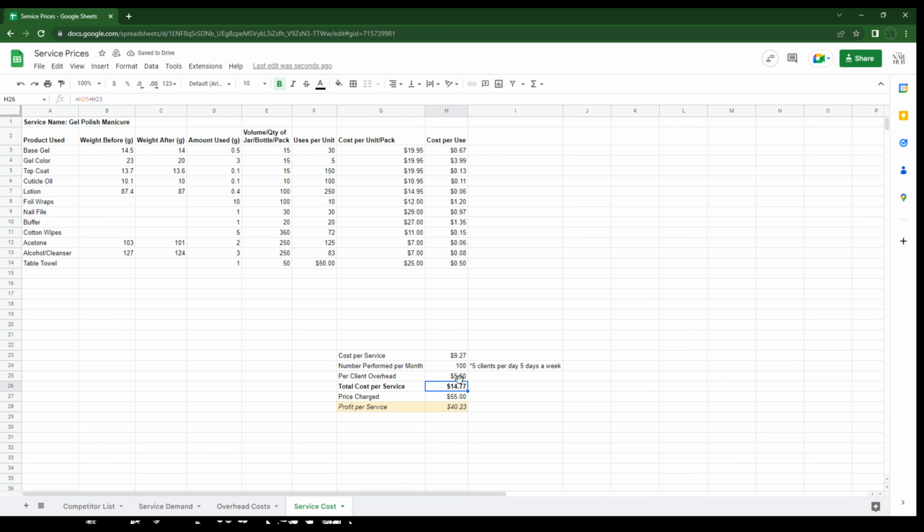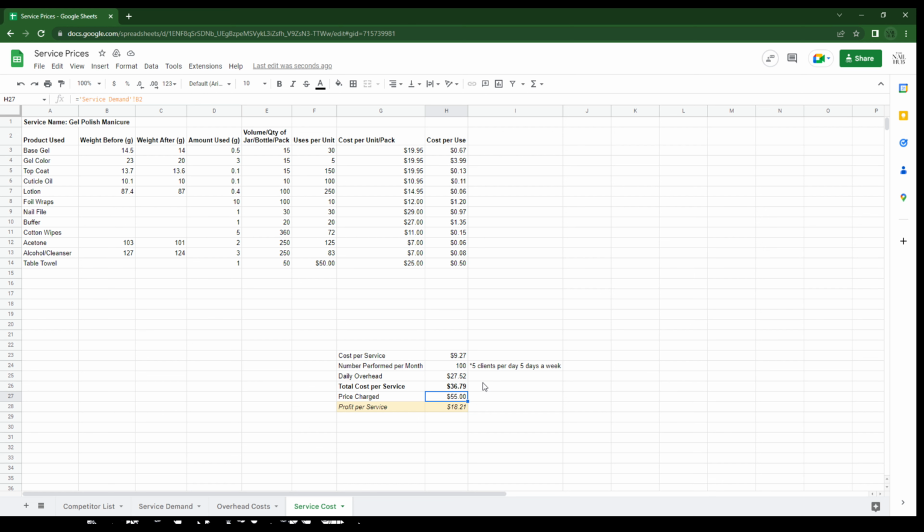So then what I can do is add these two costs together, and that gets me what my total cost per service is. So if I'm ascribing this percentage, one person worth of expense to my overhead, then I can actually take a look at what my total cost is for that one service, if that was what I was doing. And then I can include the price that I want to charge.